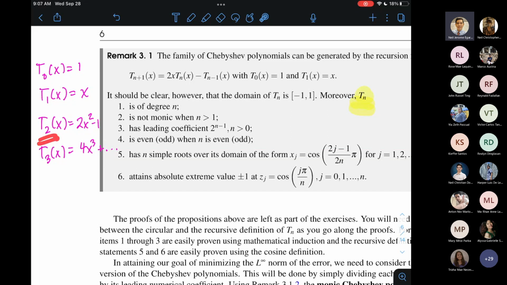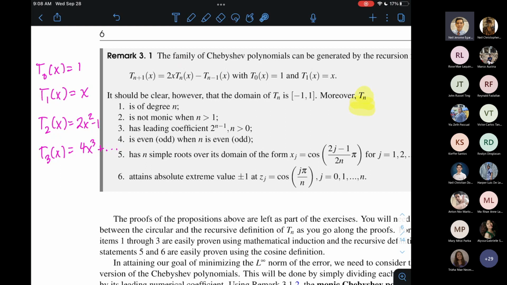For T2, n is 2, so the leading coefficient is 2 to the power 2 minus 1, so that's going to be 2. Alright? So what pattern do we notice? The leading coefficient is 2 to the power of the degree minus 1. So for degree 3, the leading coefficient should be 2 to the 3 minus 1, that's 2 squared, that's 4. And it's easy to see using the recursion formula, because we keep multiplying by 2x again and again.